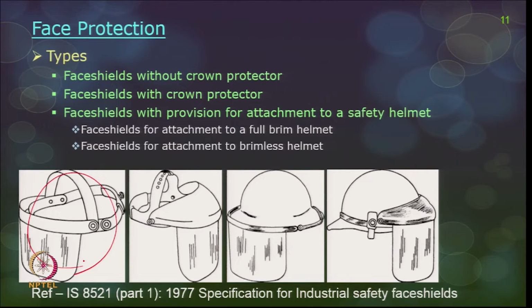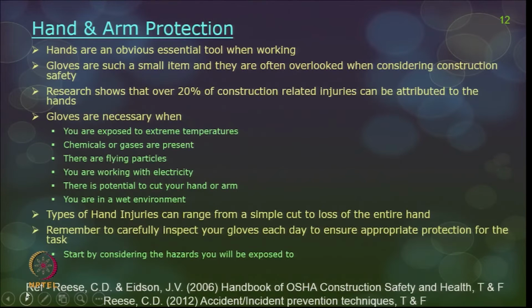Face shields with the crown protector cover your forehead as well, with a front part to cover your face. The next is face shields with the provision for attachment to a safety helmet. There you also have two varieties: one for a full brim helmet, another for a brimless helmet. So, you can primarily attach it to a complete helmet. It covers your head and face completely. It protects your head and face completely.